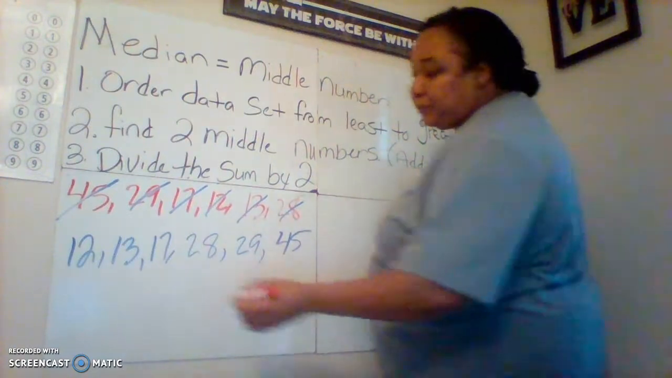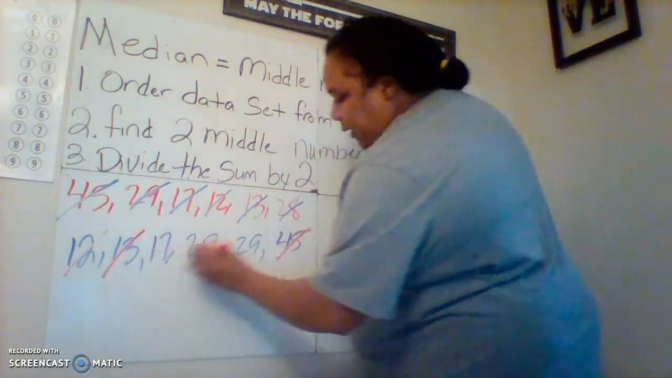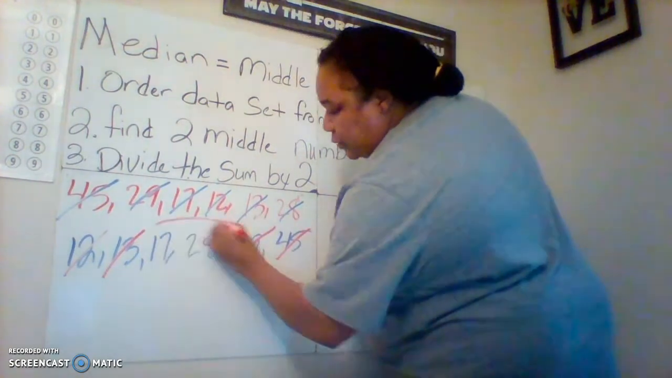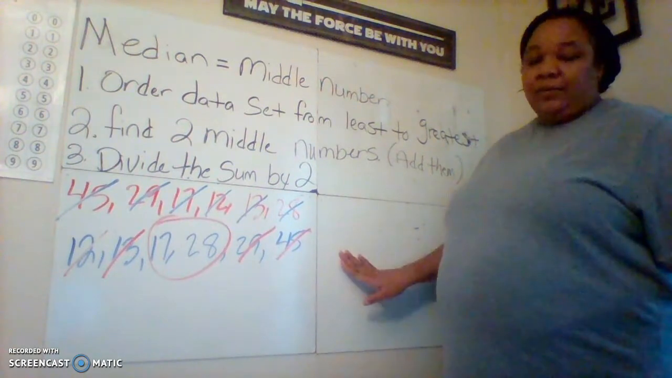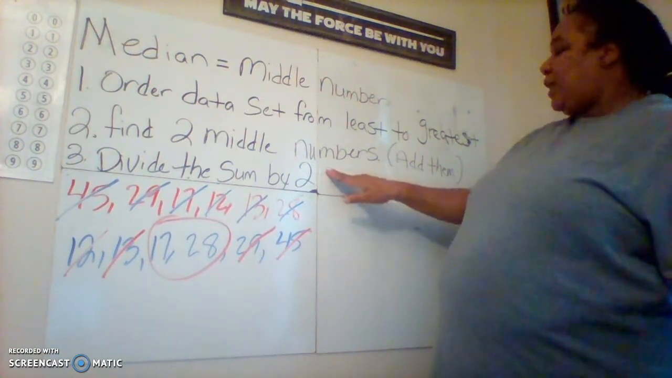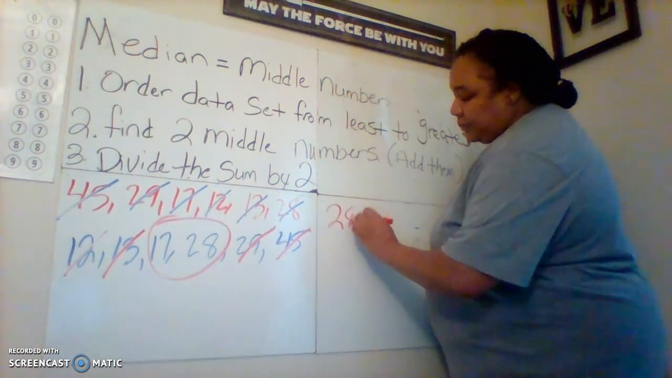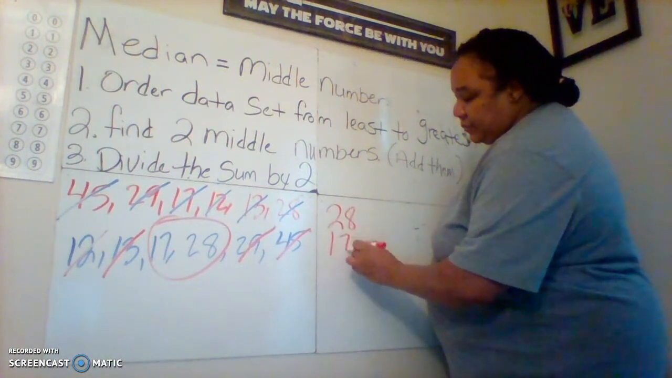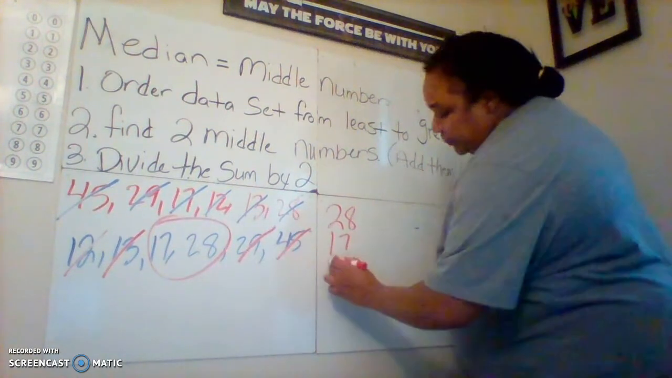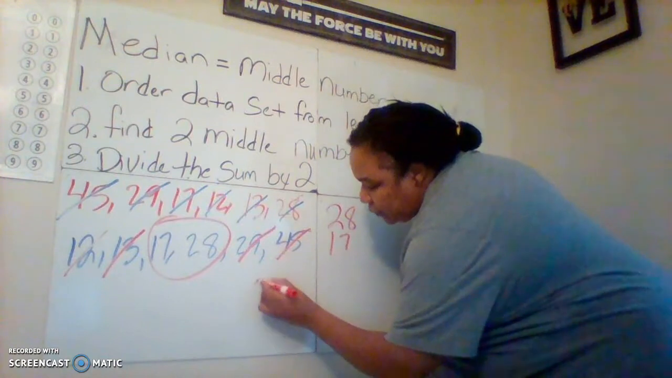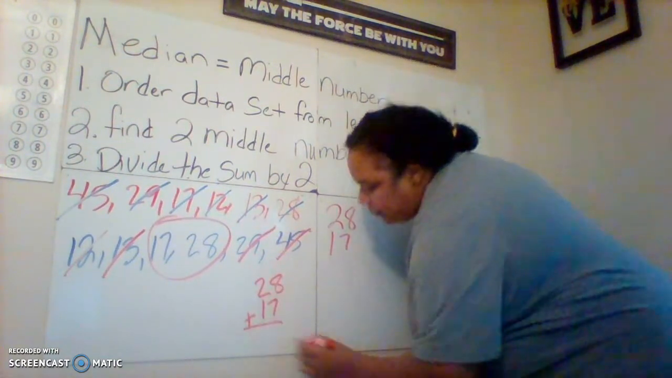We ready? 12, 45. 13, 29. Ooh, I got two numbers in the middle. I got 17 and 28. Now, what's the next step? Find the middle two numbers and add them up. So I got 28 and 17. Okay? I'm going to put them down here. 28 and 17. And add them up.